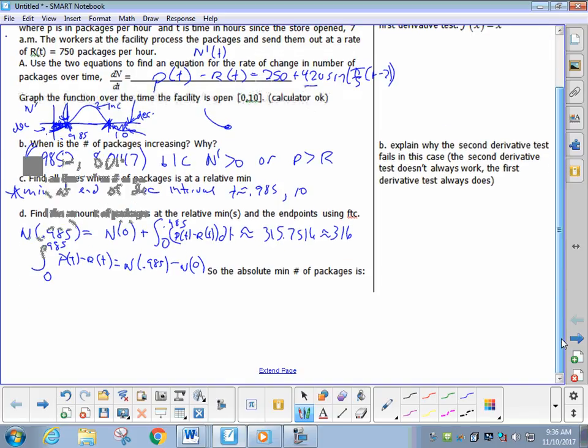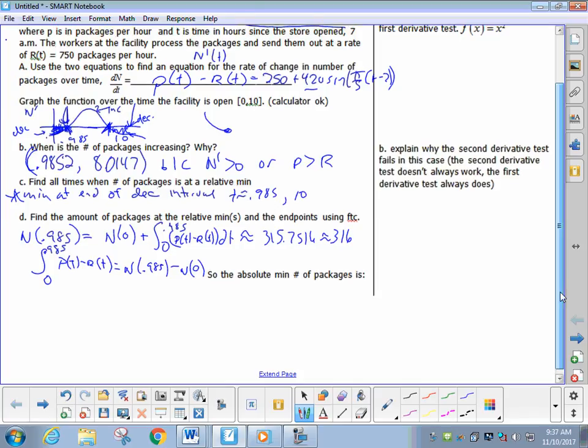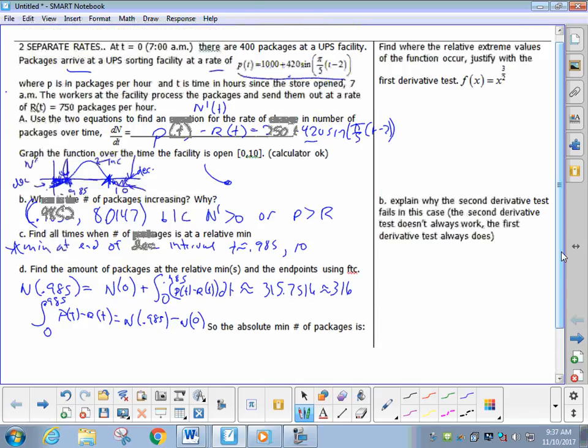Now, yes? Okay, so for the 316, wouldn't you round down instead of up? Because you hadn't processed a full package there? Yeah. Good question. That would be sound. On the AP test, they would say round to the nearest or round down. That's fine. I agree.